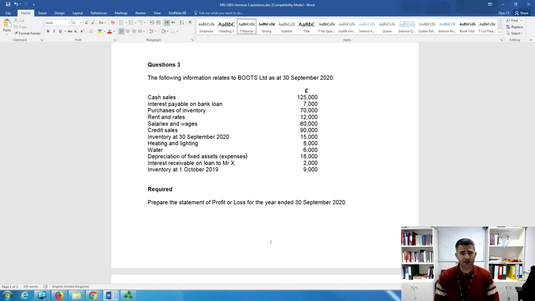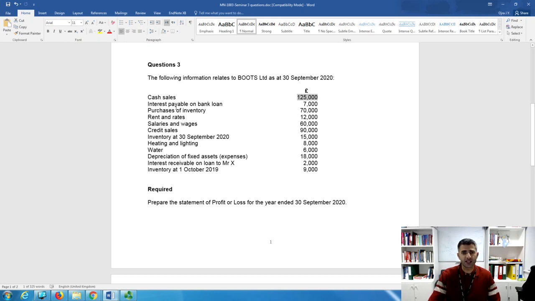Cash sales, that's cash sales. If you look here, you will see also credit sales. Can you see? So cash sales and credit sales, you need to add them up and make it sales revenue, because in accounting we recognize the sales even if it's on credit, even if the business hasn't received the money yet. So 90,000 plus 125,000, that's 215,000, the total sales revenue.